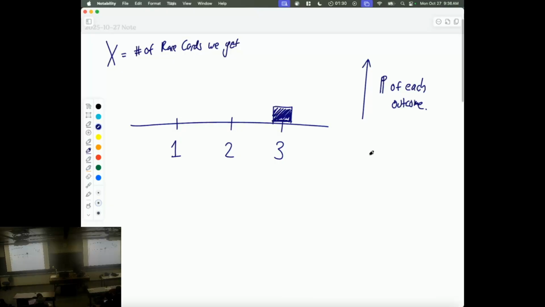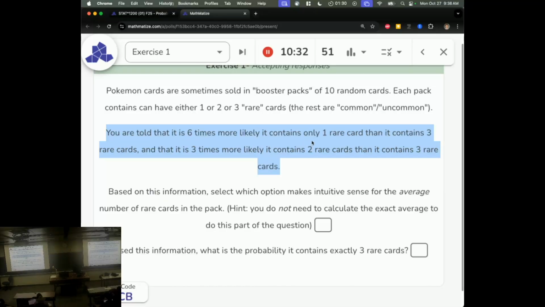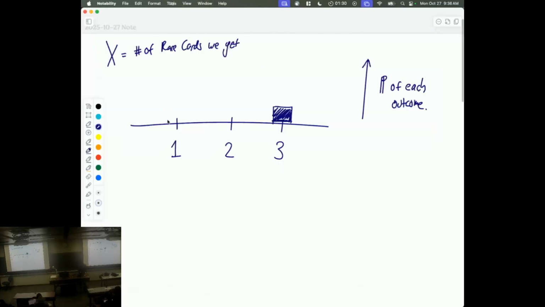And if we decode this little thing, what is it saying? You are 6 times more likely to get 1 rare card than 3 rare cards. So what this is saying is the relative height of the little stack at x equals 1 should be 6 times taller than the other one. 3, 4, okay, we're going to have to move the label because it's in our way. 5, 6. So in other words, this one is 6 times taller. Whatever height that this one is, that one is 6 times taller.